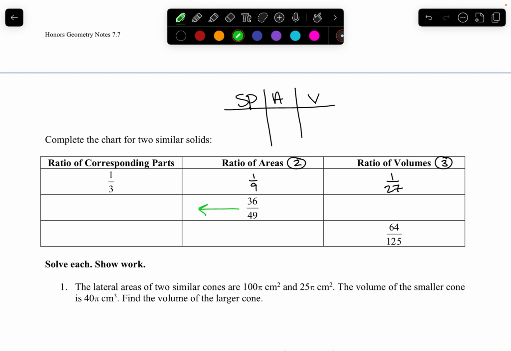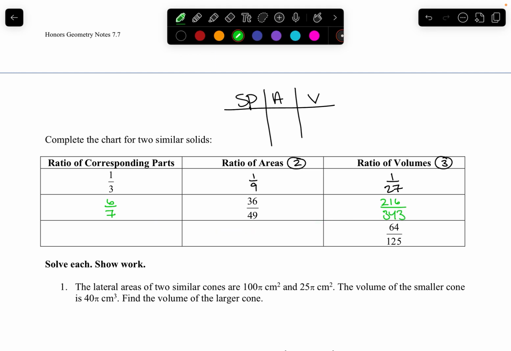So this will end up being 6 over 7, because remember that if I go this way, it's got to be 6 squared and 7 squared. So when I go backwards, I'm square rooting everything. So the square root of 36 is 6 and the square root of 49 is 7. Now that I know that, I have to take both of these numbers and I have to cube them to get my ratio of volumes. So 6 cubed is 216. And then 7 cubed is 343.